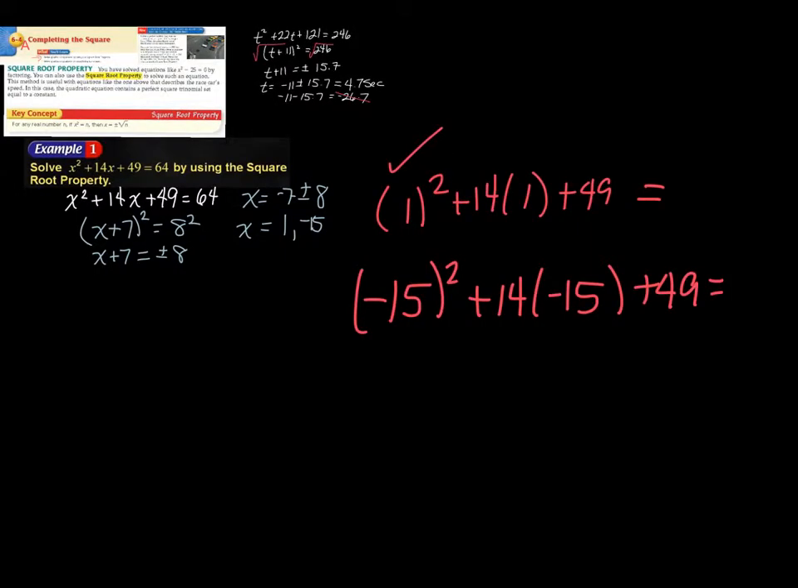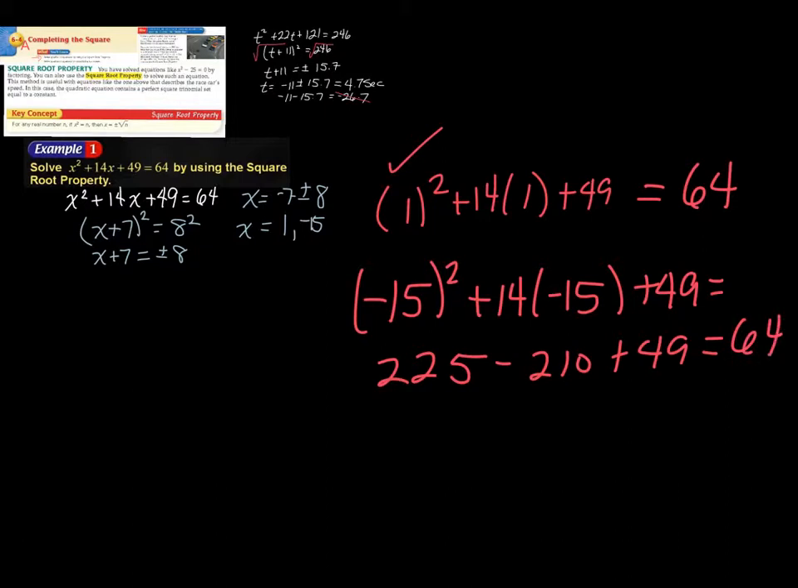1 squared is, of course, 1, plus 14 is 15, plus 49 is 64. And negative 15 times negative 15 is positive 225. 14 times negative 15 is negative 210. So that's 15 again, plus 49 is once again 64. So our check step works. And our two answers are x equals 1 and x equals negative 15.